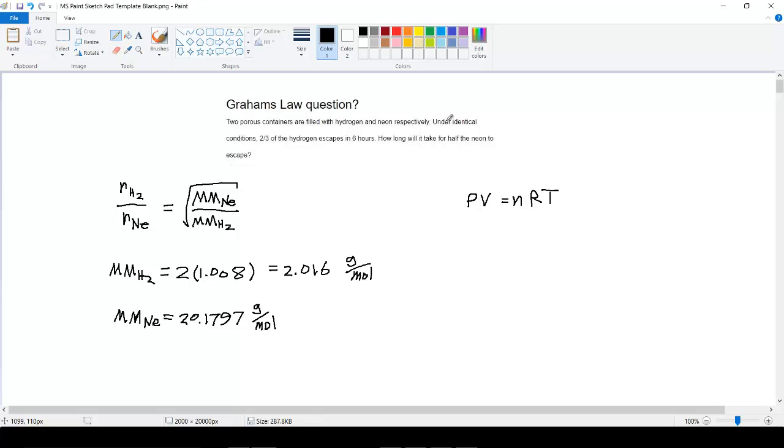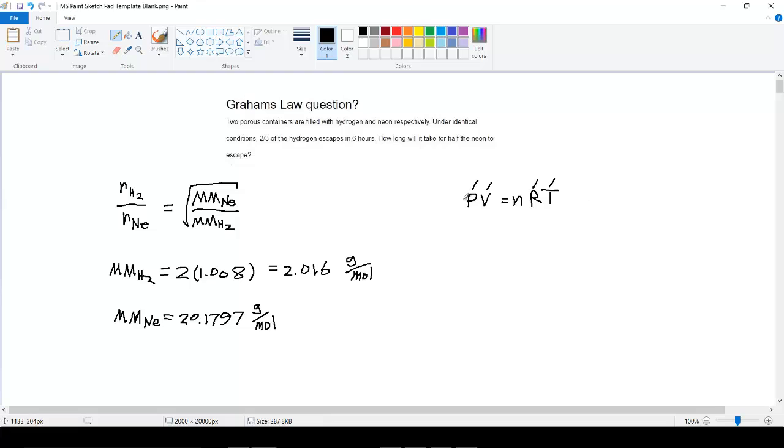And we're told that the conditions are identical. So that means that whether or not we have neon or hydrogen, the pressure, the temperature, and the volume of the container are the same. And of course, R, being the constant number, is always the same.